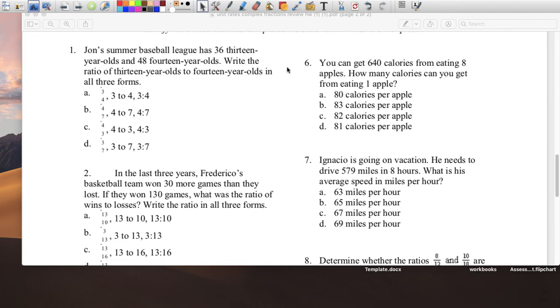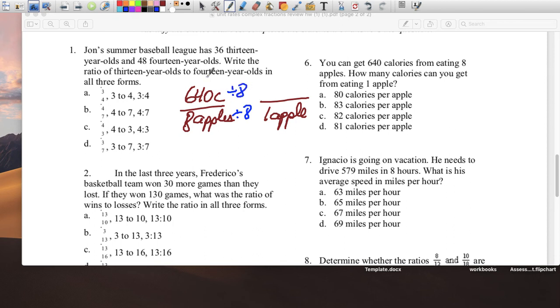Number 6. You can get 640 calories from eating 8 apples. How many calories can you get from eating 1 apple? Okay, again, 640 calories for 8 apples. We have to find the unit rate. So how many calories is for 1 apple? Well, divide by 8. Divide by 8. And 640 divided by 8 is 80. So each apple is 80 calories for 1 apple. Do we have that? Yeah, 80.